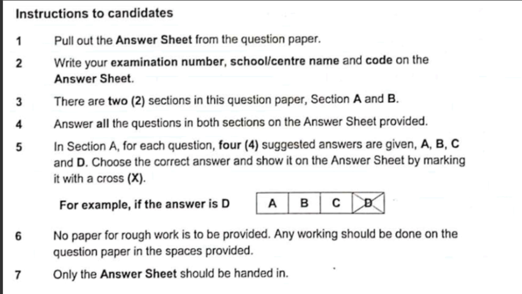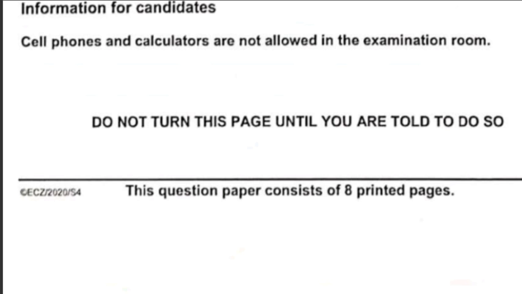Okay, let's go further with the instructions. Information for cadets: cell phones and calculators are not allowed in the examination room. So here you do not use cell phones or calculators. That means your mental arithmetic should be good, because you're going to be using your head to find the sum, the product, or the quotient of any question. So please make sure you train yourself in mental arithmetic.